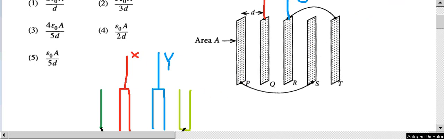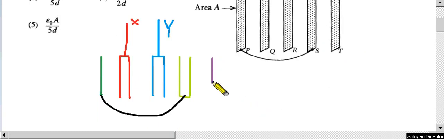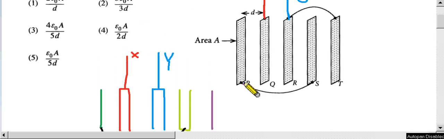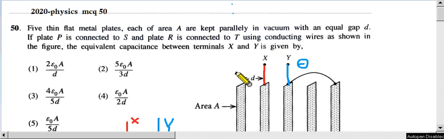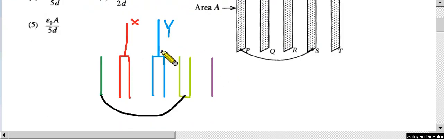Then this final one, T plate, has another plate only at its left side. On the right side it has no other plates, therefore we consider only the left side surface, like this, only one surface; the other surface is not used here. So it is connected directly to the negative, therefore we have to connect it to negative like this.